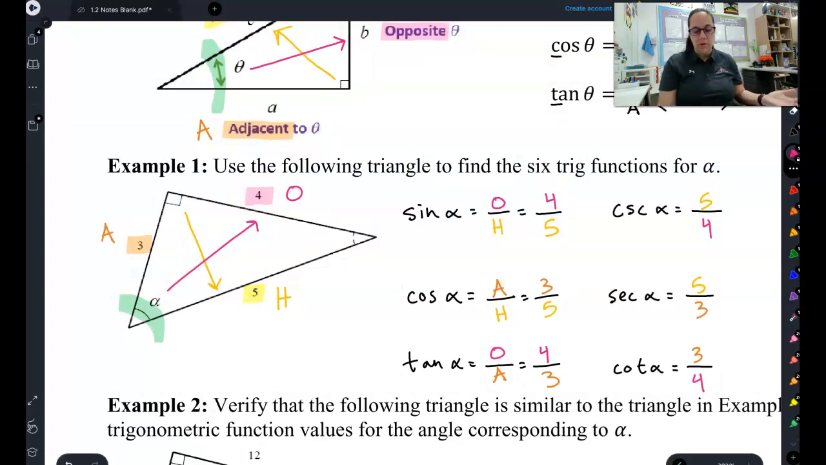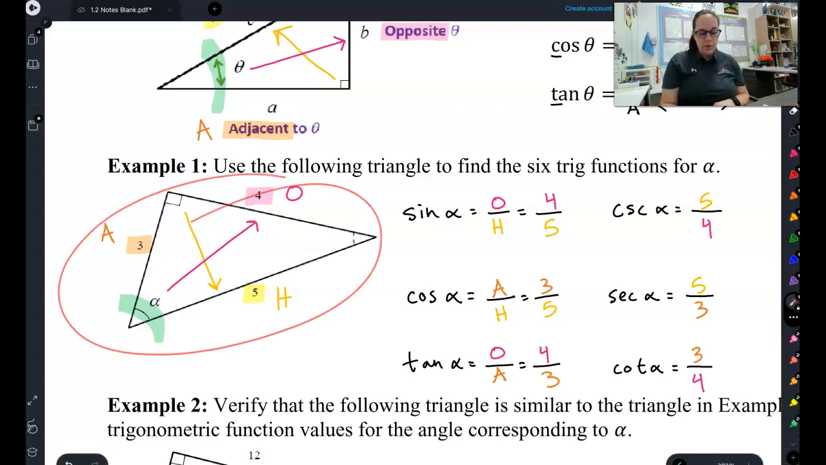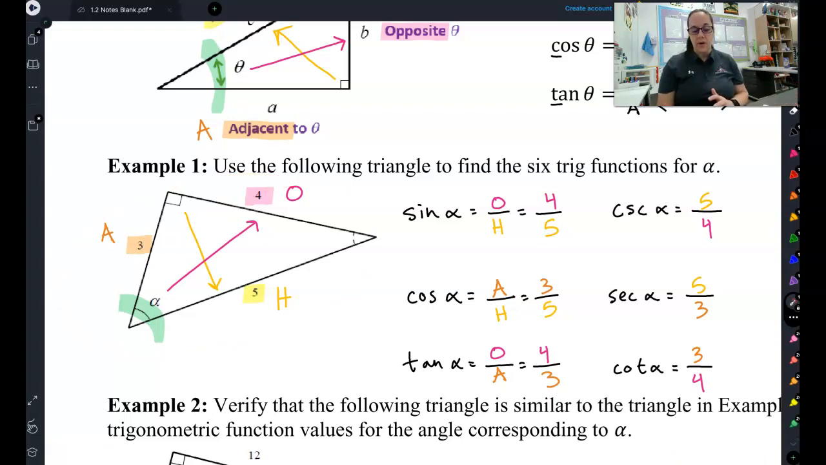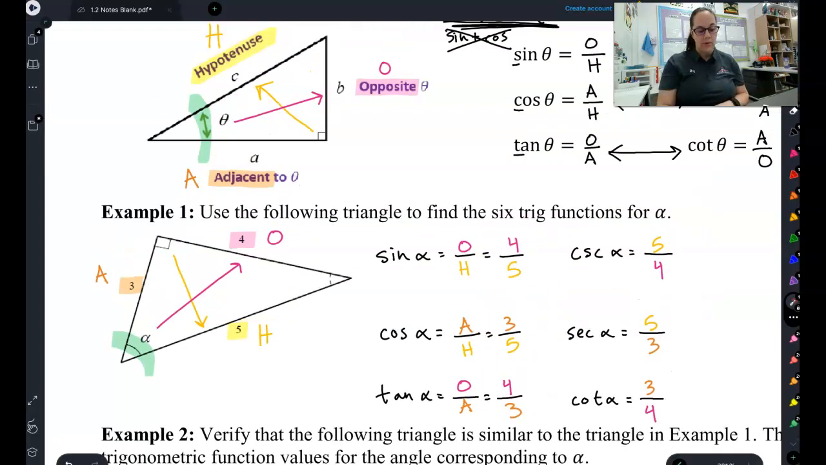That is Soh Cah Toa. That is how it works. That is everything you need to know about it. You label your triangle, make sure you label all the sides the right way, and then you remember Soh Cah Toa and fill in the fractions, and you're done. That is all you need to know about it.